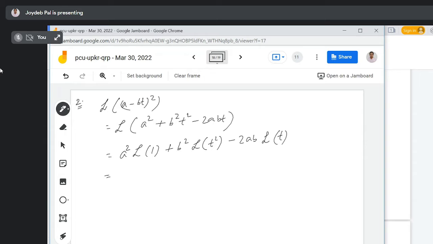Now you can do it. Laplace transform of 1, it is what? 1 by s, ultimately a square by s. Then b square times 2 by s cube, so 2b square by s cube. Minus 2ab by s square, 2ab divided by s square.